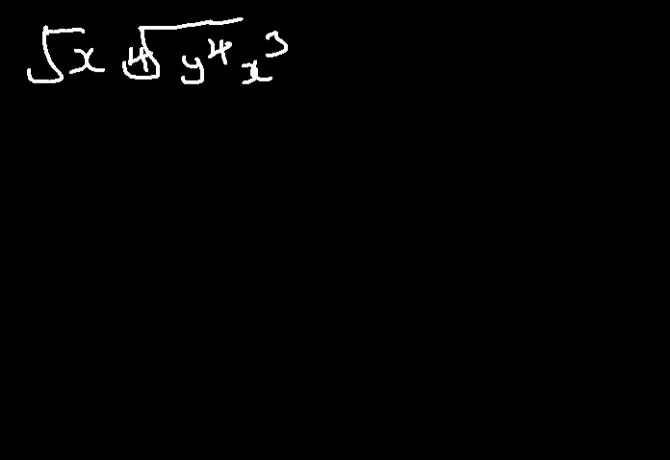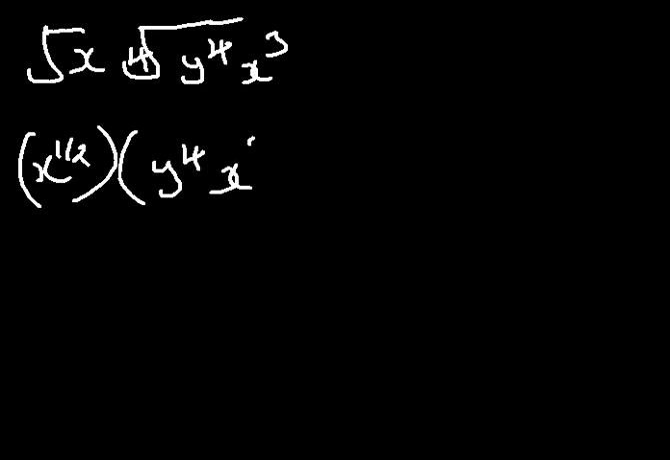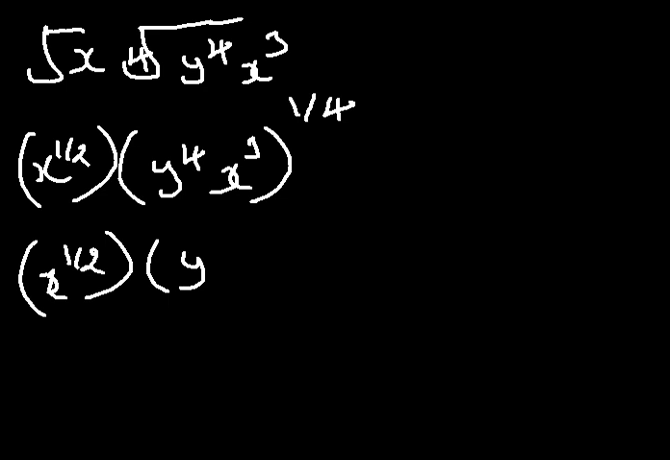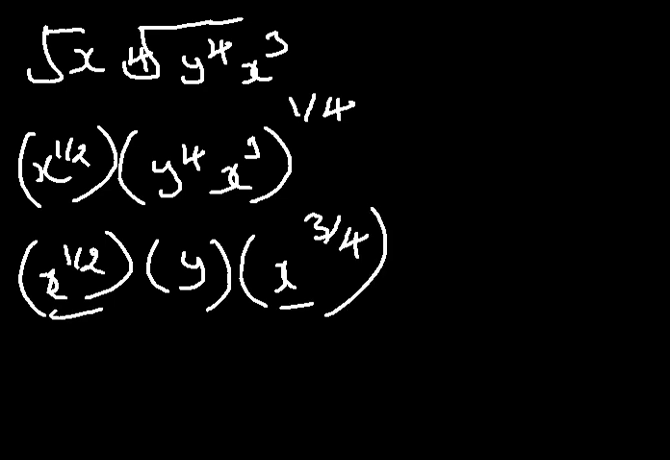As it stands here, we'll have x to the power half, times y to the power 4 and x to the power 3, all to the power 1 over 4. And of course this is the same as x to the power half, times y to the power 4 times 1 over 4, that is y, times x to the power 3 over 4. These are expressions with the same base, so we have to add up the powers: half plus 3 over 4, times y.